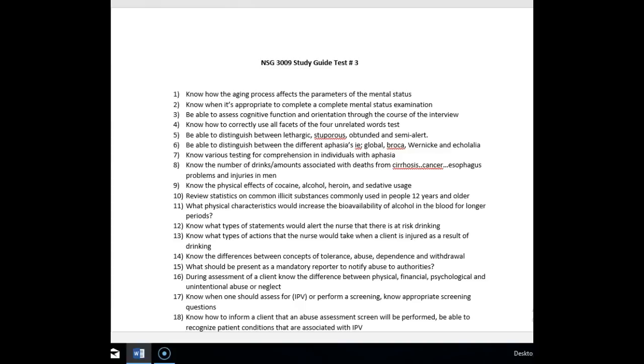So that is basically what would affect the overall bioavailability of alcohol in the blood, if the liver and or the kidney is not functioning like it's supposed to be.